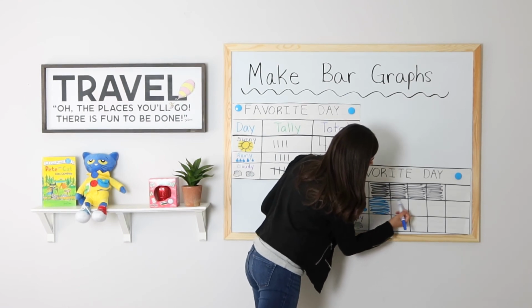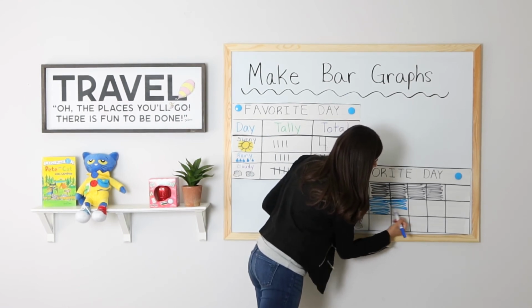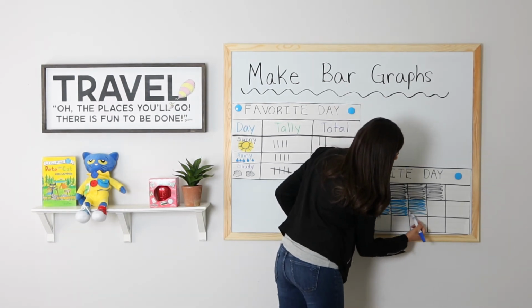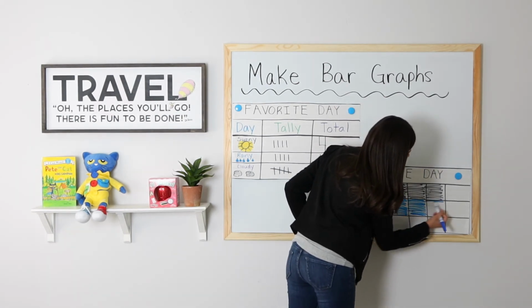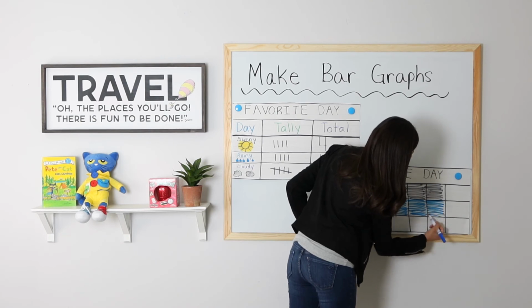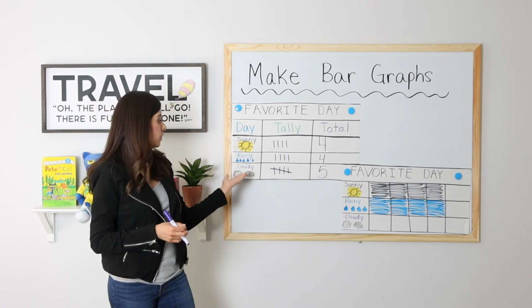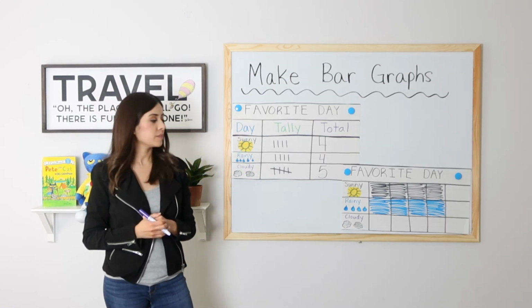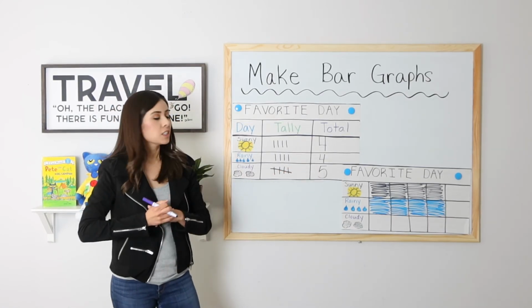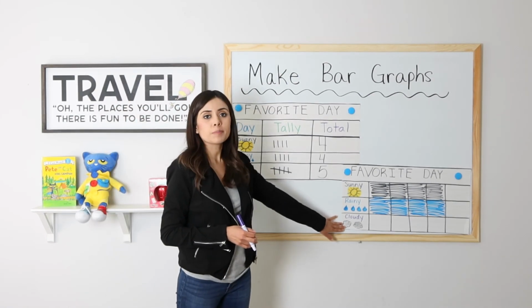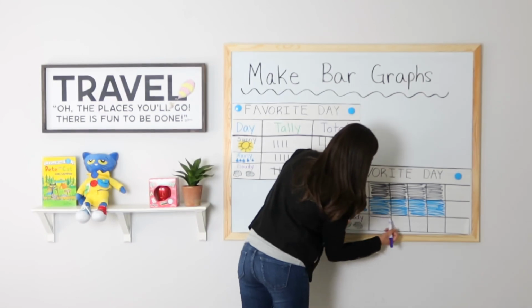1, 2, 3, 4. How many students chose a cloudy day as their favorite kind of day? 5. So I will go ahead and color in 5 squares under a cloudy day in my bar graph.